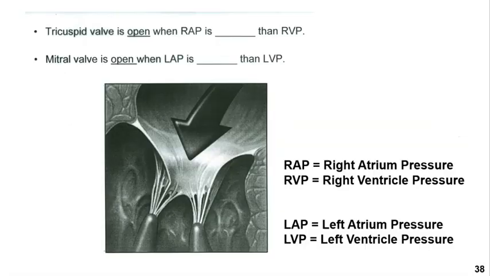So let's review here. The tricuspid valve is open when the right atrium pressure is greater than the right ventricle pressure. The same applies for the left side. The bicuspid or the mitral valve is going to be open when the left atrium pressure is greater than the left ventricle pressure.